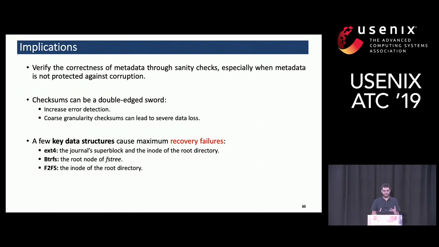Second, we have observed that checksums can be a double-edged sword. On one hand, they actually increase detection, but on the other hand, coarse granularity checksums can lead to severe data loss. Finally, throughout our results, we observed that there are certain key data structures that can cause maximum recovery failures, especially when these data structures are affected by a silent error, such as corruption or dropped writes.